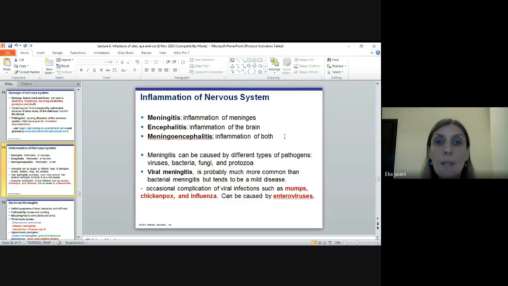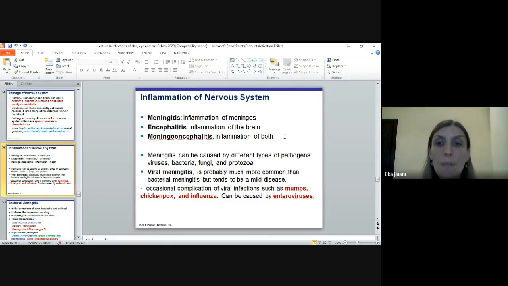Now let's see some definitions. So what is meningitis? I'm sure you have heard about this and you know this. This is inflammation of the meninges, membranes covering the brain. Encephalitis is the inflammation of the brain tissue, while meningoencephalitis is inflammation of both. Bacteria and viruses can cause these inflammations.